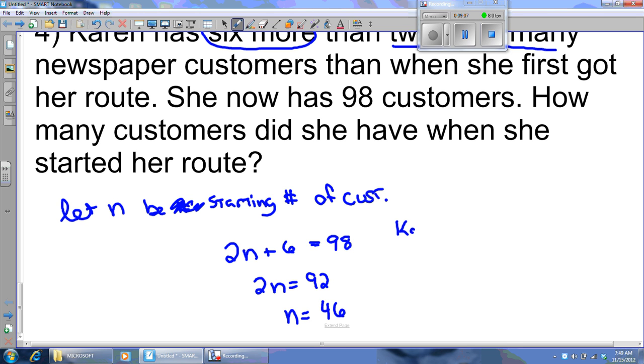So Karen started with 46 customers. And there you go. You can check it. You could double 46 and then add 6 to it. And sure enough, you'll get 98 when you do it.